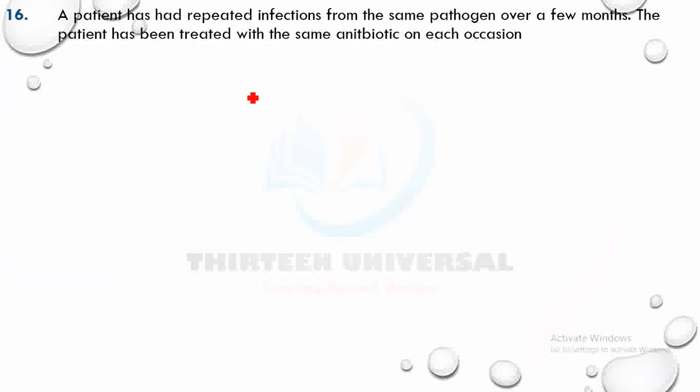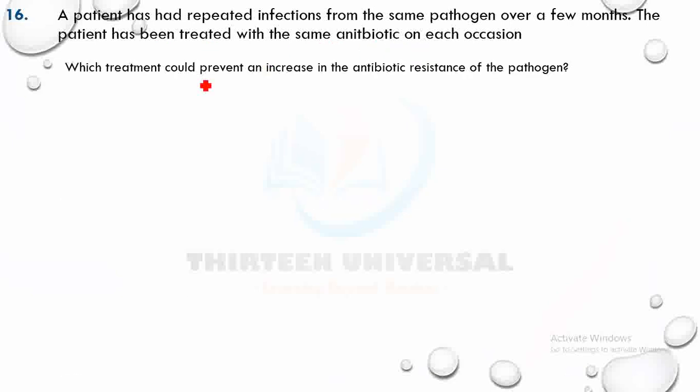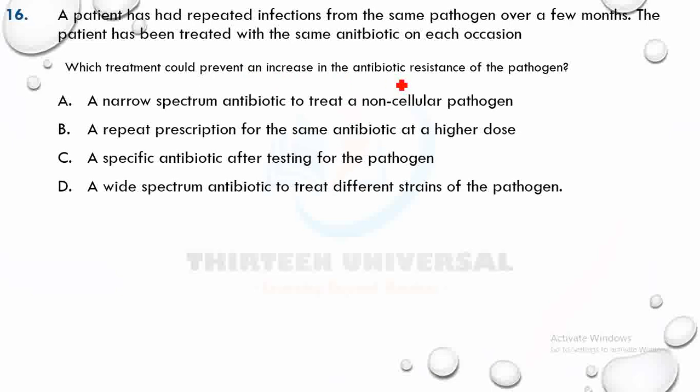A patient has had repeated infections from the same pathogen over a few months. The patient has been treated with the same antibiotics on each occasion. So which treatment could prevent an increase in the antibiotic resistance of the pathogen? Pause the video and try to solve it.